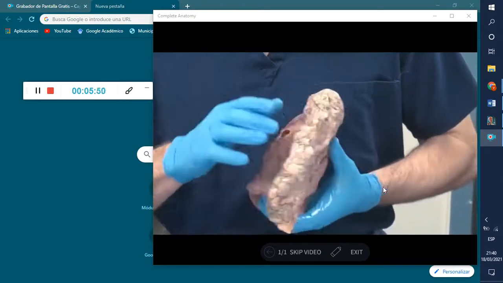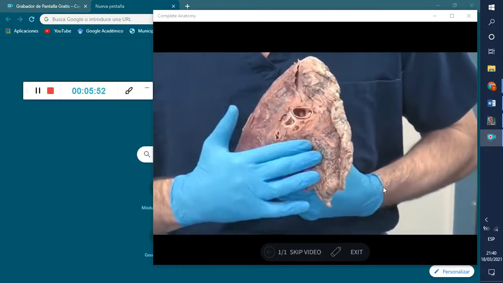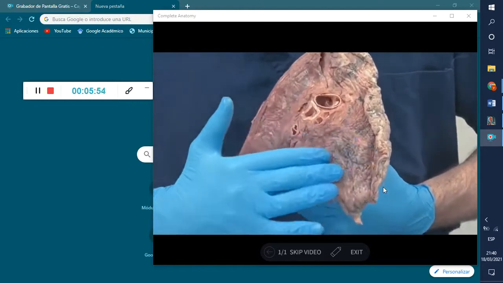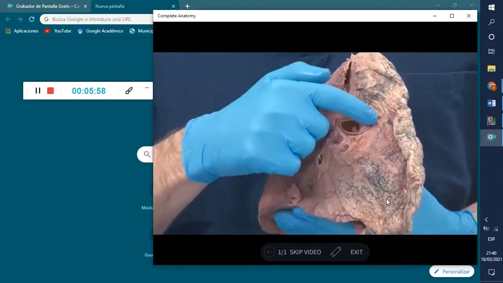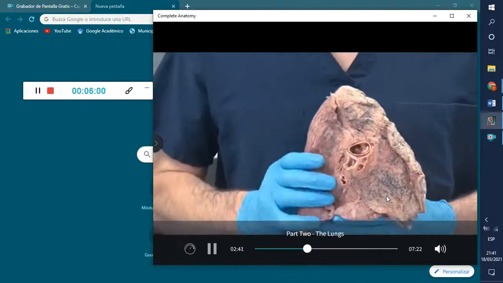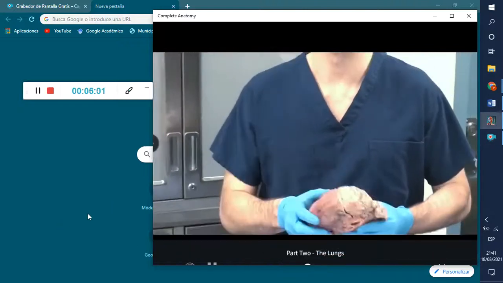On the medial surface of the left lung, we can observe the cardiac notch here. This is the hilum of the left lung. Let's now talk about the hilum in slightly more detail.